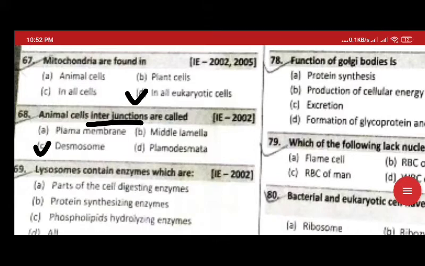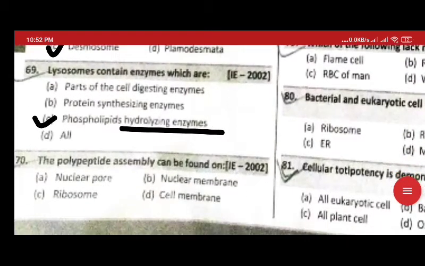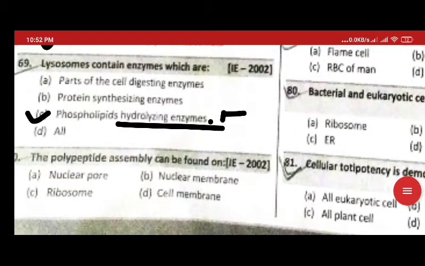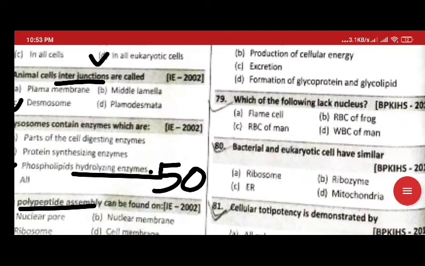Now lysosome contains enzymes which are, so lysosome contains enzymes, that is what? Hydrolytic enzymes, about 50 types of hydrolytic enzymes. Now this and all is acidic. The polypeptide assembly can be found also. Polypeptide assembly mainly on the what? Polypeptide, that is found mainly in ribosomes.